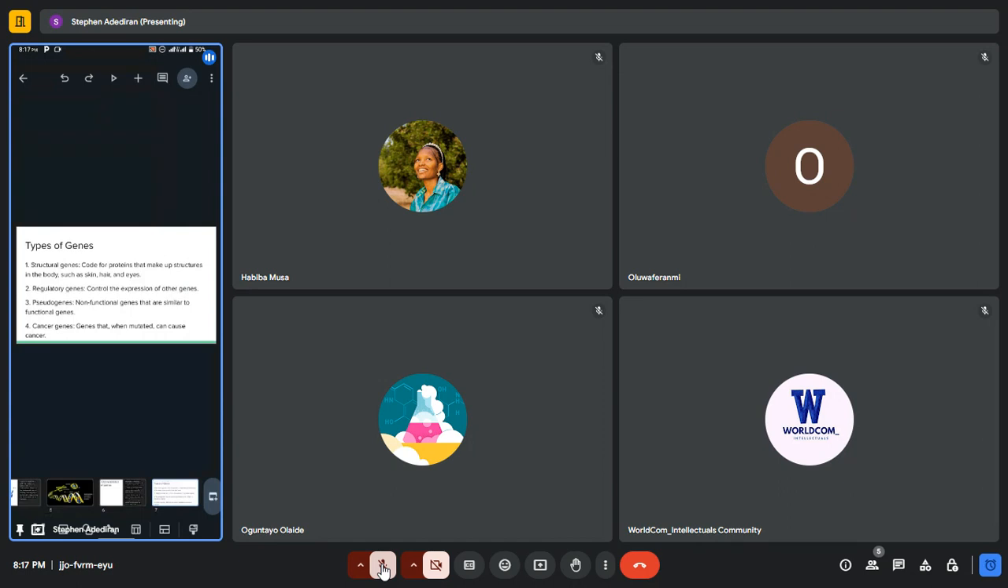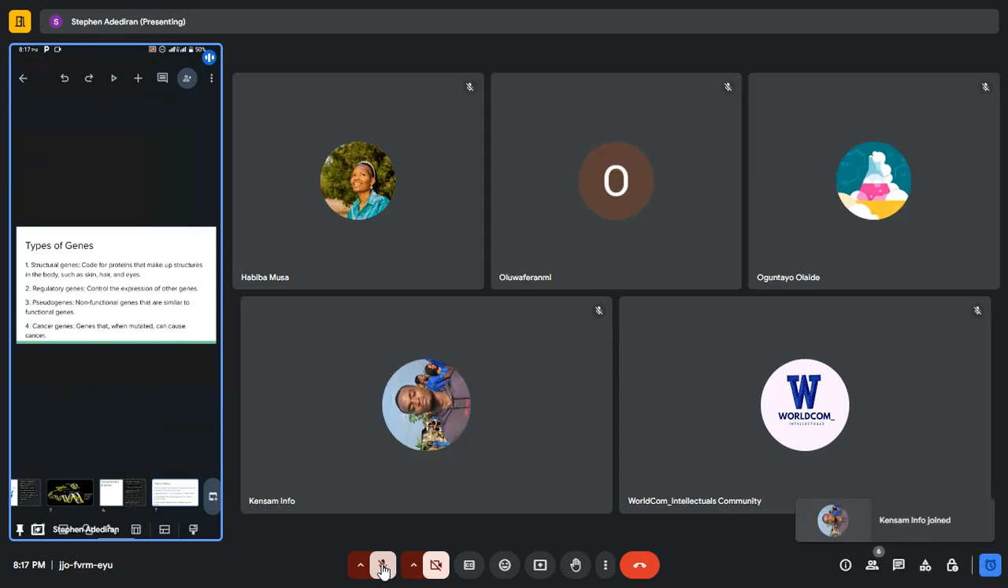The next thing here is types of genes. The first one is the structural gene. Structural genes code for proteins that make up structures in the body such as skin, hair, and eyes. This particular type of gene is responsible for the makeup of the skin, the hair, and the eyes. Some people have brown or golden eyes, some have blue, and some have a black shade. Those genes are responsible for that genetic makeup. It's possible that one of their parents has this particular color of eye.